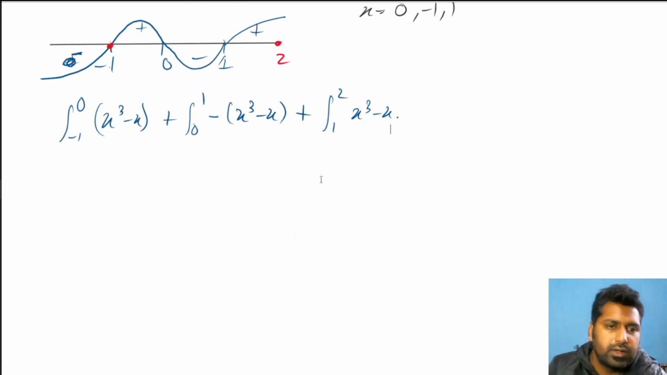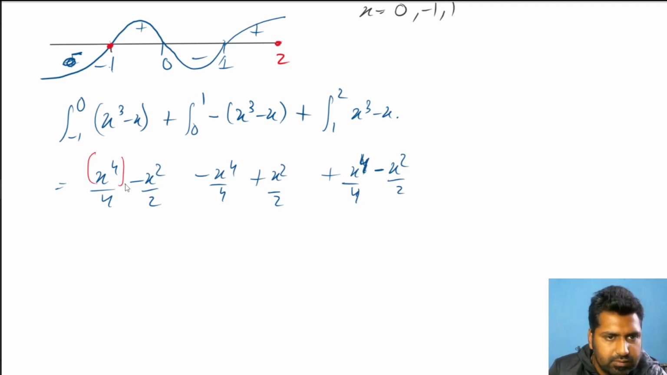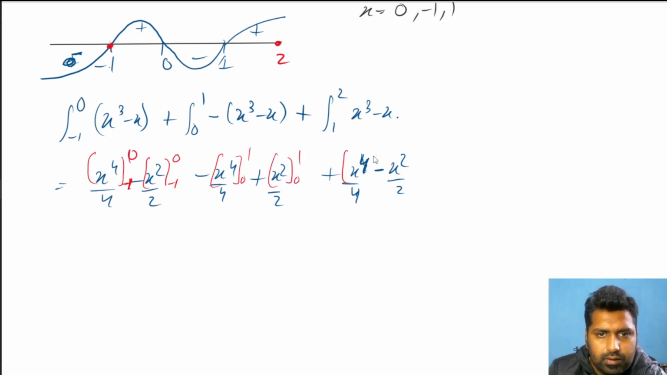Rest is just the solving part. Okay. This is x raised to power 4 by 4 minus x square by 2 plus, not even plus, let's deal with negative, minus x raised to power 4 by 4 plus x square by 2. This is x raised to power 4 by 4 minus x square by 2, and you have the limits. This is minus 1 to 0, minus 1 to 0. This one is 0 to 1, 0 to 1, 1 to 2, 1 to 2.